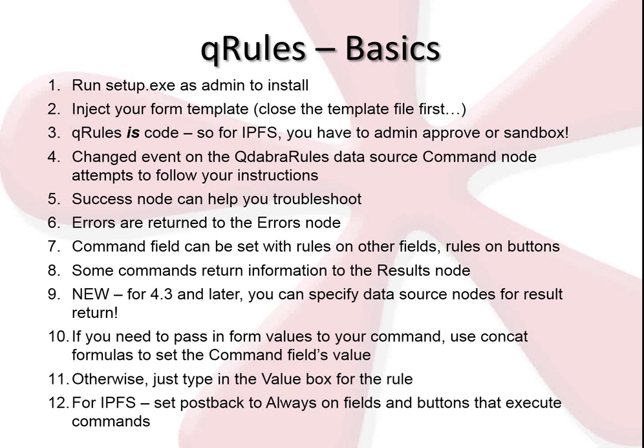Now, one thing we added in 4.3 and later, actually I think we added this in 4.2 now that I think about it, is that you can specify a data source and a data source node, an XPath, for the result to be returned to. So for example, with something like date diff or generate GUID, instead of having to add an additional rule to set your field value to the value of the result node, you can return directly to it. And I've added some to our first lab on that.